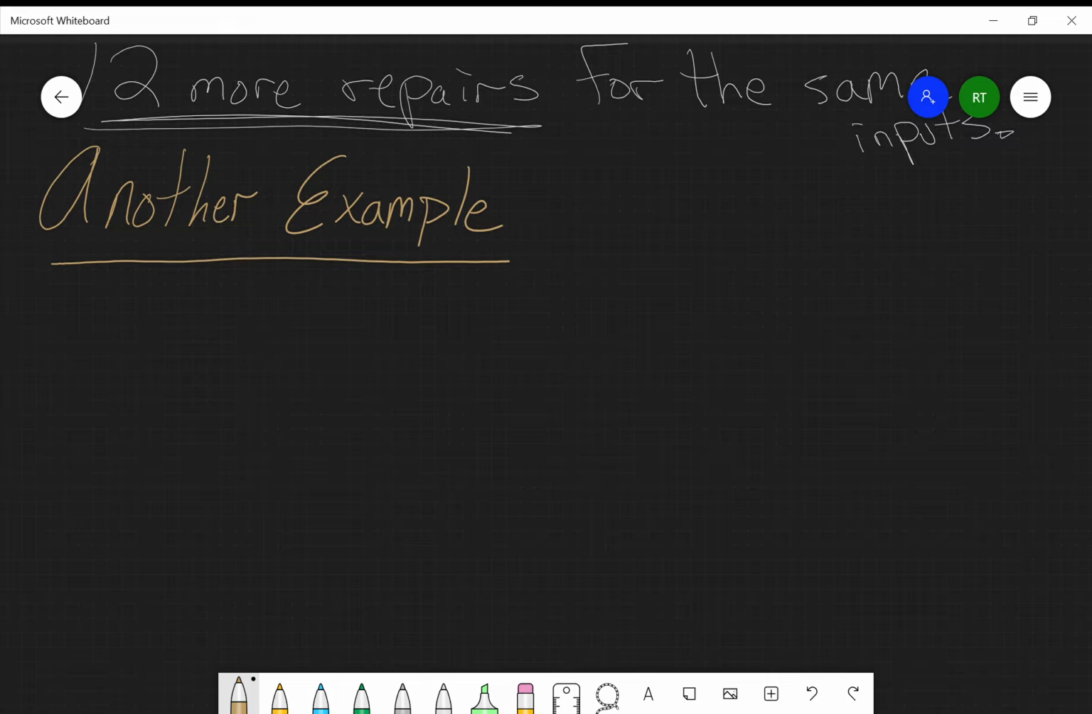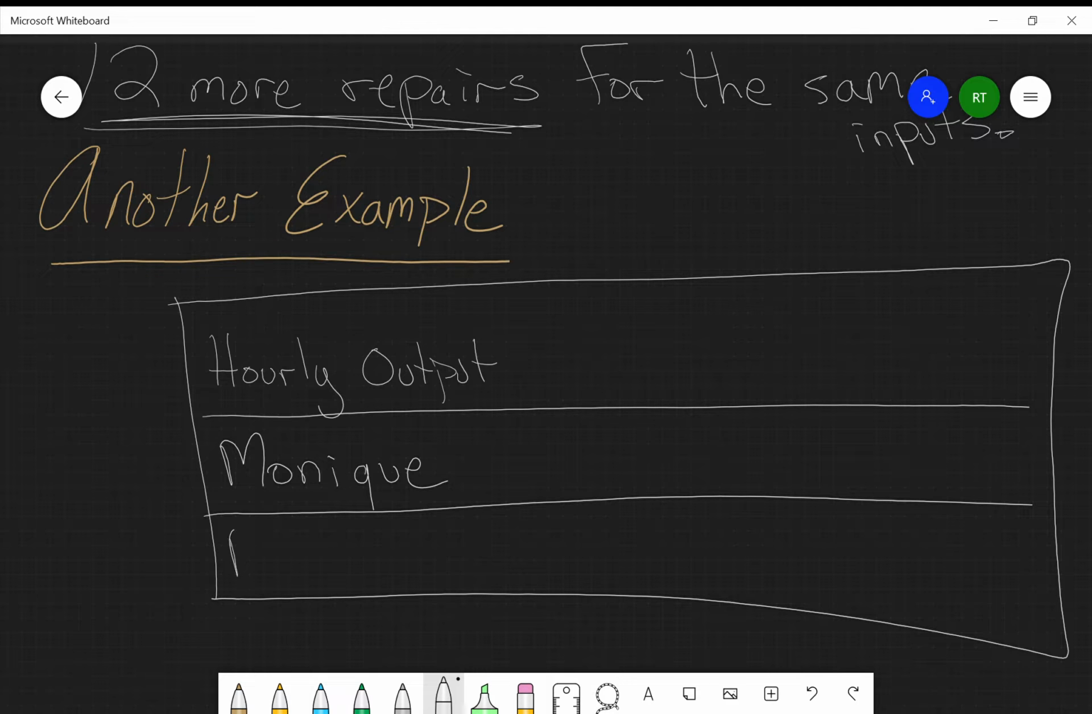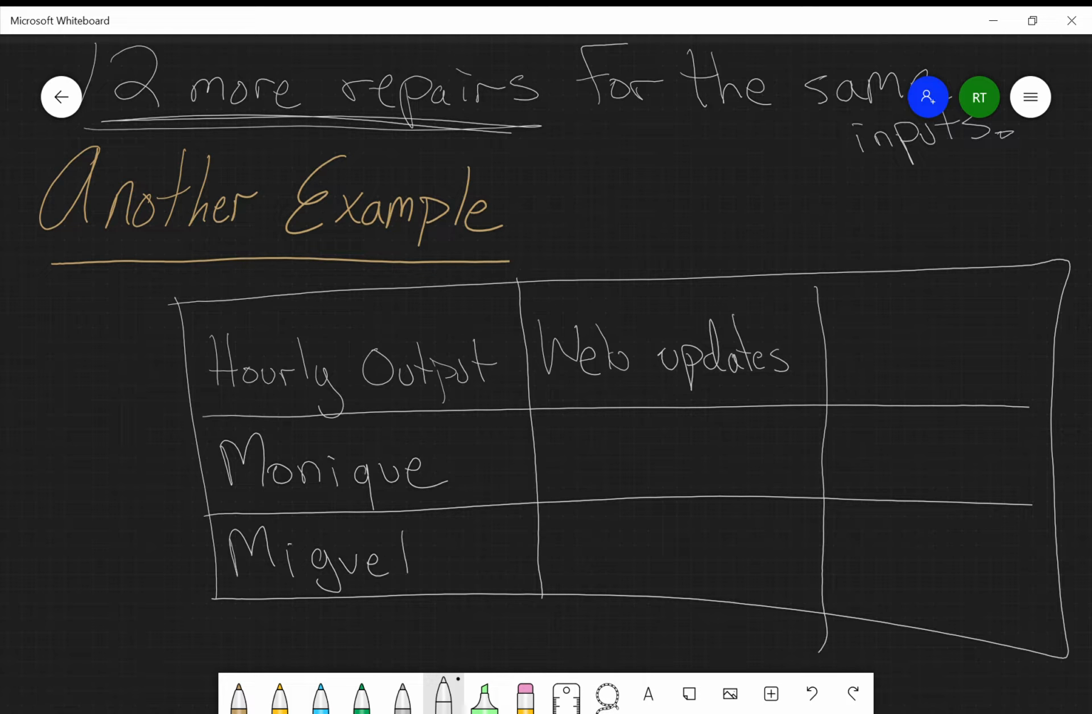This one we're going to talk about, again, web updates and bike repairs, but this time we're going to use Monique and Miguel. So we'll make another chart here. We'll use Monique and we'll use Miguel. And again, we've got website updates, and then we have bicycle repairs.